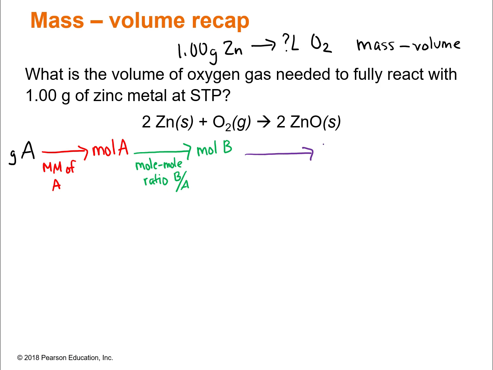But this time we're trying to get to liters. That's the volume of a gas. So we have to use molar volume here. The question says that we're at STP, so we can use molar volume to convert from moles to liters. Remember that 1 mole of gas is equal to 22.4 liters of gas. We're going to use that unit equation to write a unit factor that will convert the moles to liters.